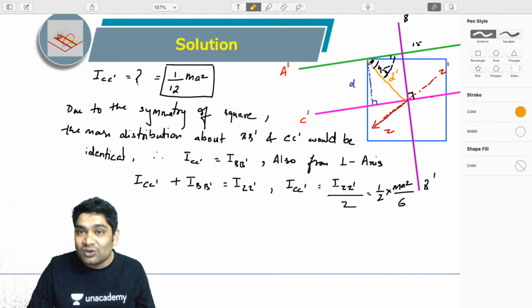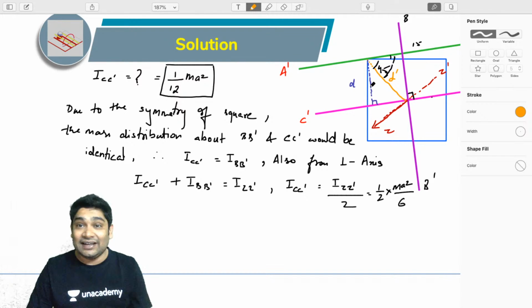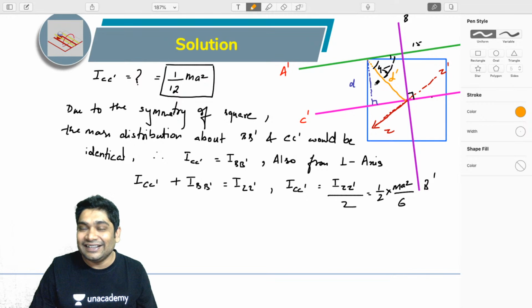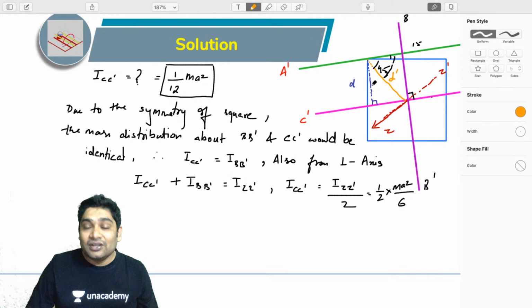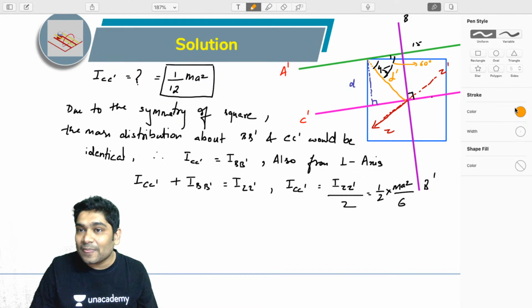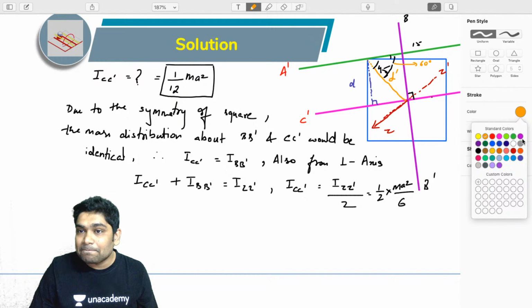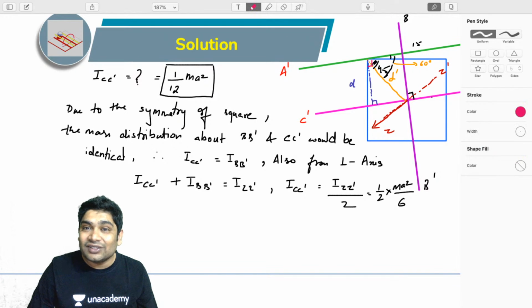Okay, so this was going to be your D. So how do you calculate this D now? Now that is another tricky part. So what you will notice is that this entire angle was 60 degrees, and this entire angle, that would be, let's just draw that angle. Okay, let's use some distinct color. This entire angle was 90.